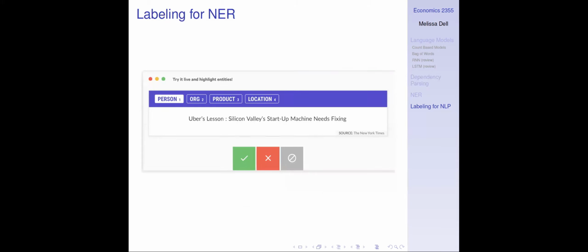And it just makes things much more efficient than if you're sitting there trying to do something in Excel or whatever else you might use. So this is an example of labeling for named entity recognition. You can use the tool to say, I'm looking for 4 types of entities: a person, an organization, a product, and a location.